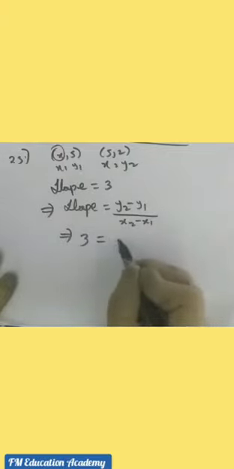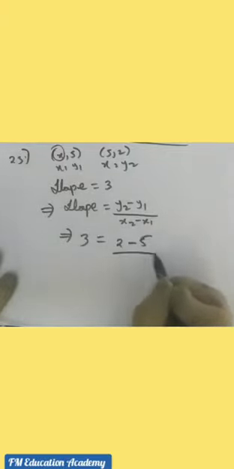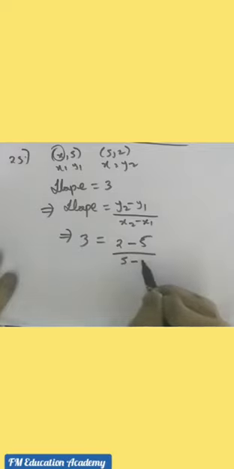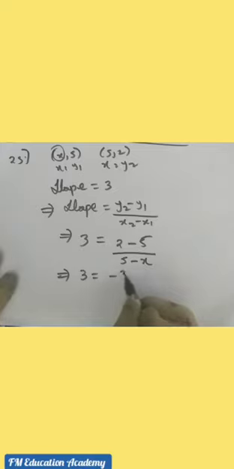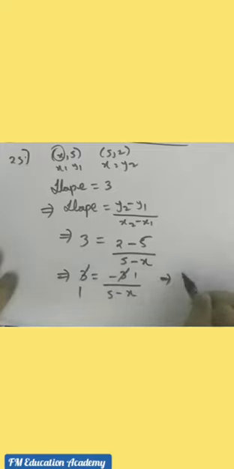3 is equal to y2, that is 2, minus y1, that is 5, by x2, that is 5, minus x1, that is x. 3 is equal to 2 minus 5, which is minus 3, by 5 minus x. 3 ones are 3, 3 ones are 3. So we got 1 is equal to minus 1 by 5 minus x.